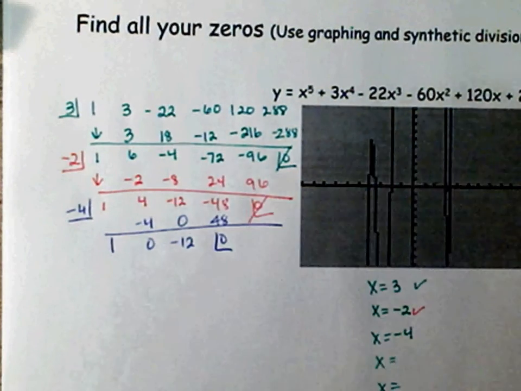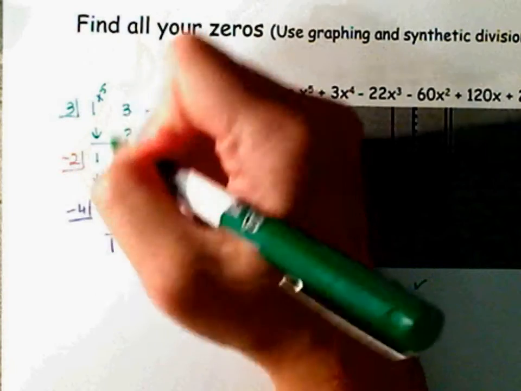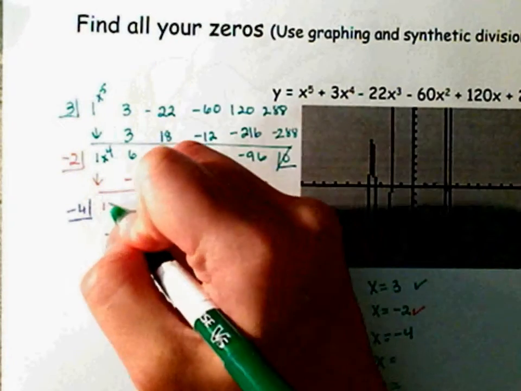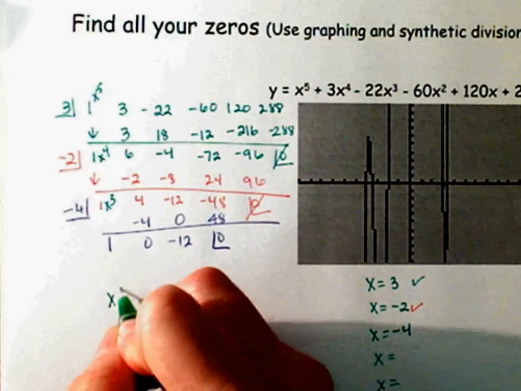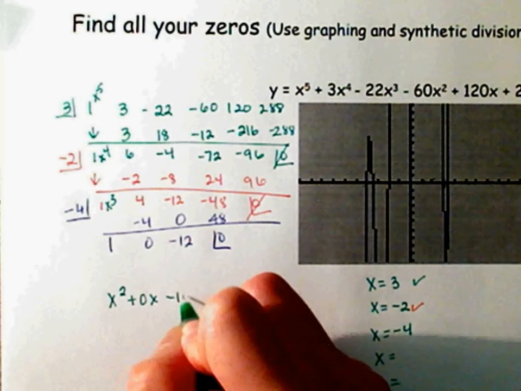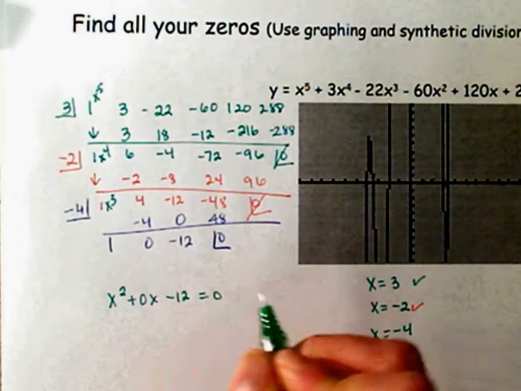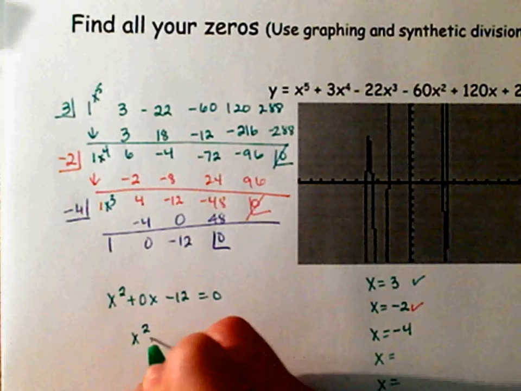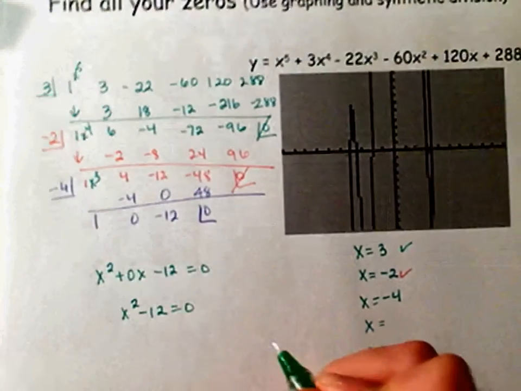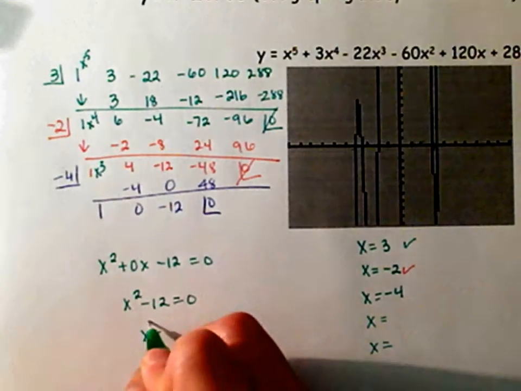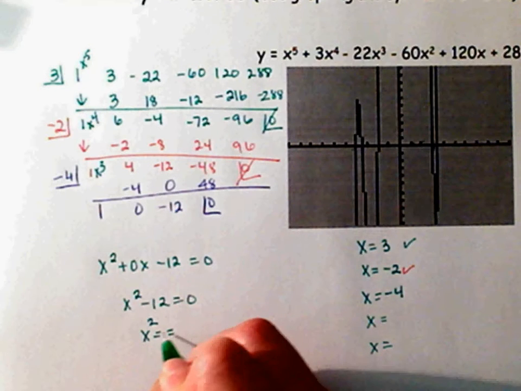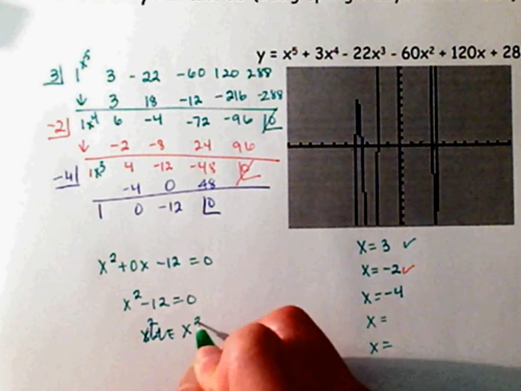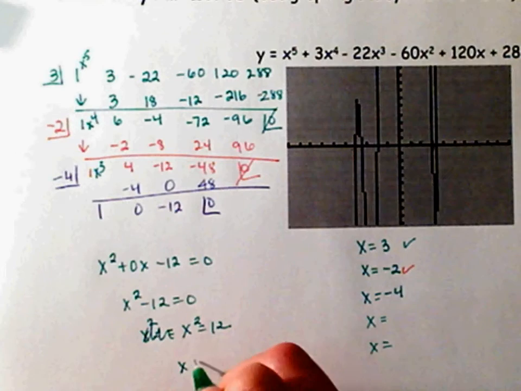X to the 5th, x to the 4th, x to the 3rd. So what is this? X squared plus 0x minus 12. Okay? I'm not going to write the 0. X squared minus 12 is equal to 0. Add 12 to both sides. Oops. Let me rewrite that. Take a square root, plus or minus square root of 12.